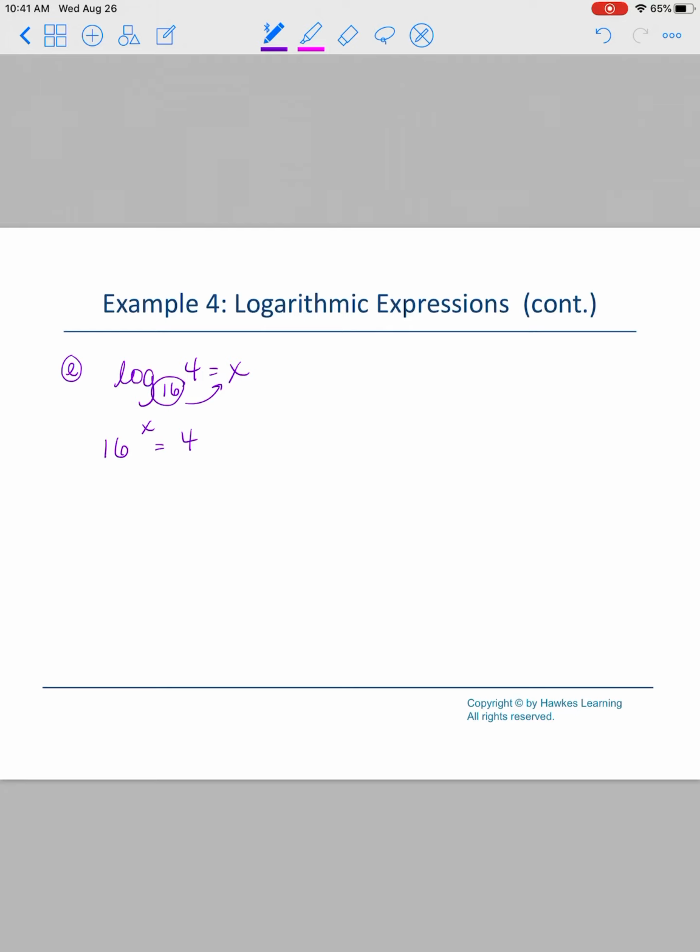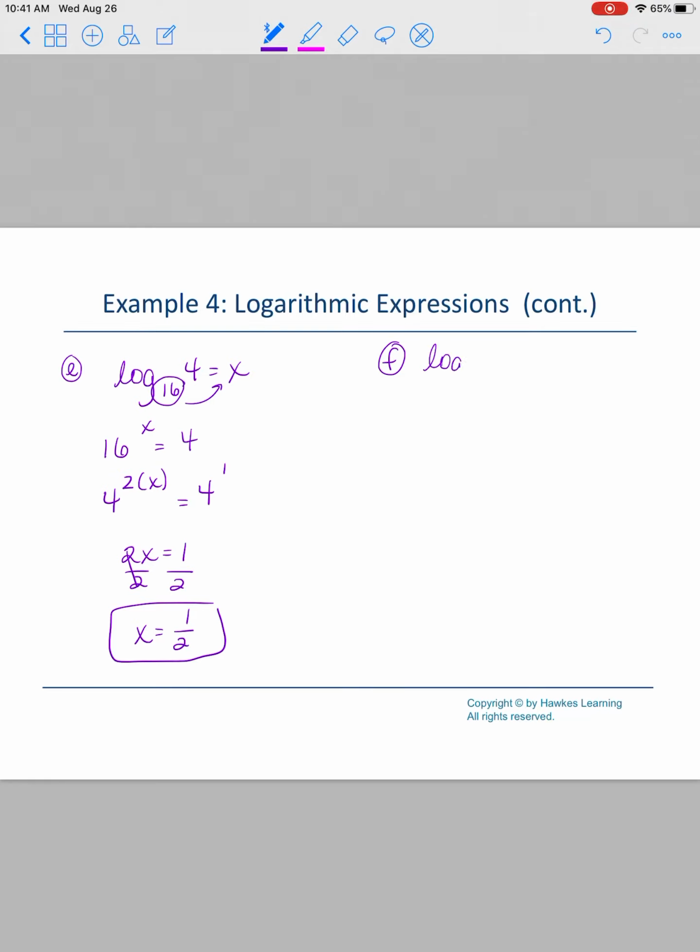Well, we did these with exponentials. Can I rewrite this with the same base and then set the exponents equal to each other? I can. 16 is 4 squared, to the x, equals 4 to the first. I can put a 1 there. Now that I have the same base, I can take 2x equal to 1 and solve it. And so x is 1/2. And that's what we did with the exponentials last lesson.